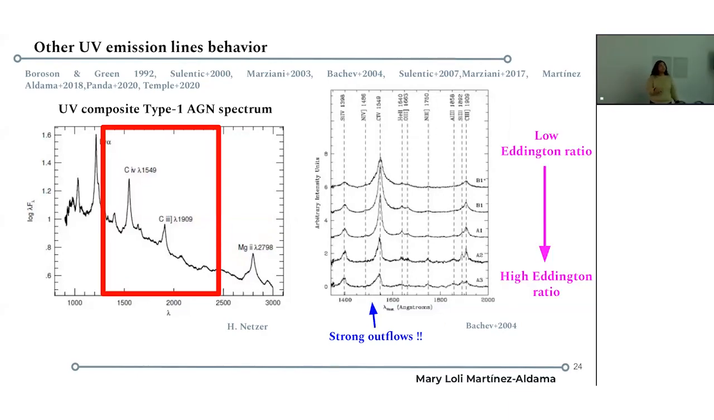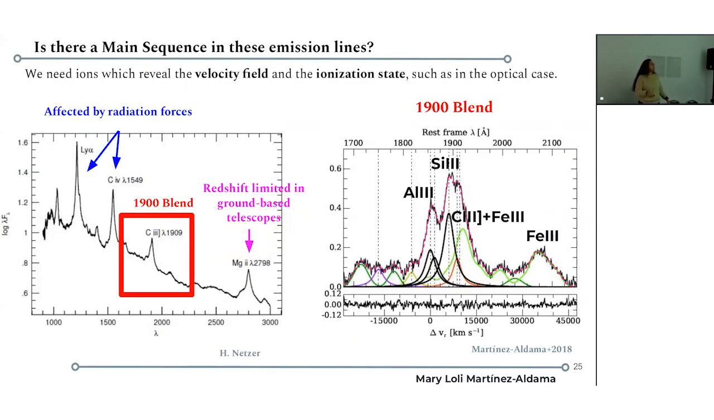Taking that, we can see that if there is an outflow, then for sure the Eddington ratio is high and the radiation forces are larger than the gravitational forces. So there is some physics behind the behavior of the spectral properties. So now the idea is trying to identify another main sequence within these lines. However, we can only use Lyman alpha and carbon 4 because they are strongly affected by radiation forces. Magnesium 2 is limited by ground-based telescopes, so we can observe high redshift from the ground because we lose this information. So the option is to use this blend, and this blend includes different emission lines. It includes aluminium, silicon, carbon, and also the iron.